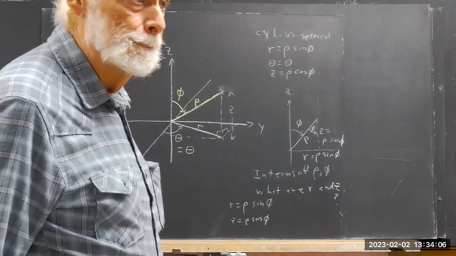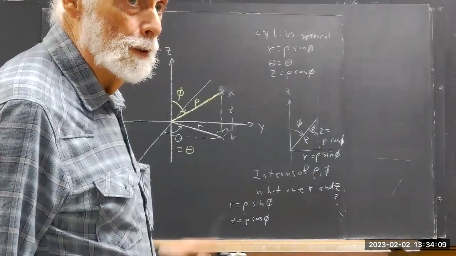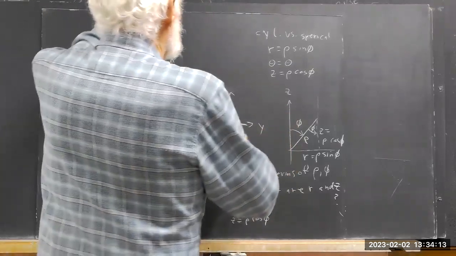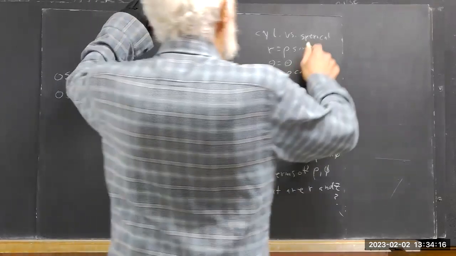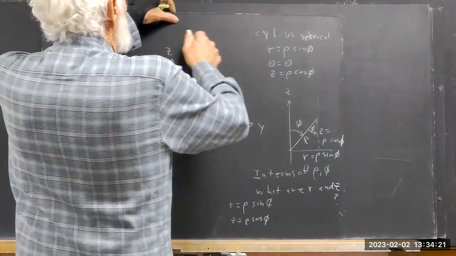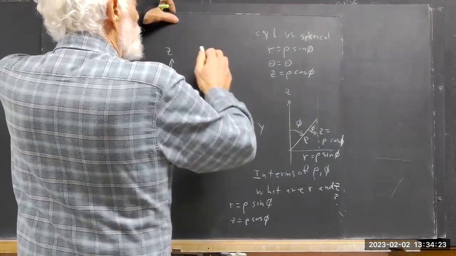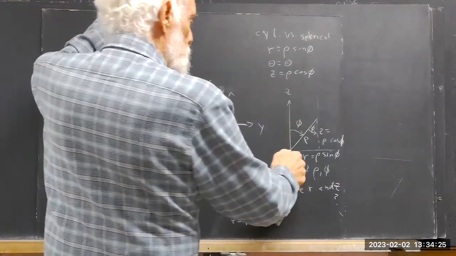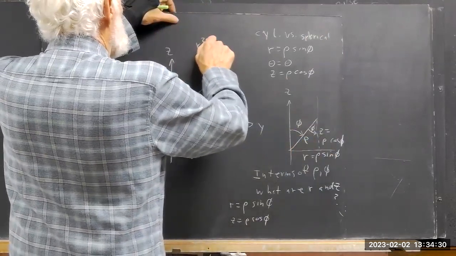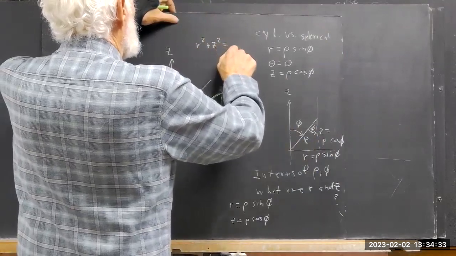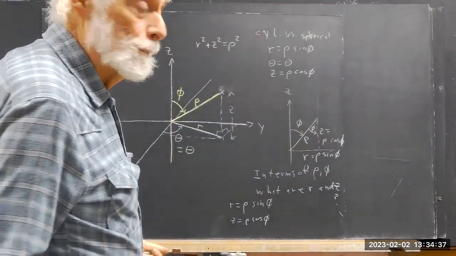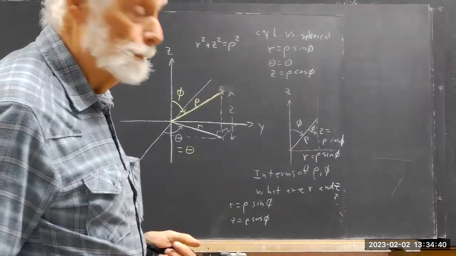There's that, right? Now, if we want to do spherical in terms of cylindrical, it is H in spherical. Going the other way, it's pretty clear that r squared plus z squared equals rho squared. So rho is the square root of r squared plus z squared.